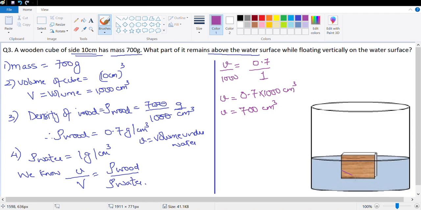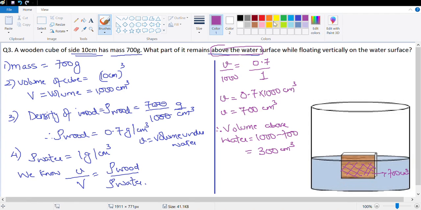So the shaded part which I am showing you now in the diagram, this is 700 centimeter cube. The total volume is 1000. So the volume above water, because they want to know volume above water, is equal to 1000 minus 700, which is equal to 300 centimeter cube.